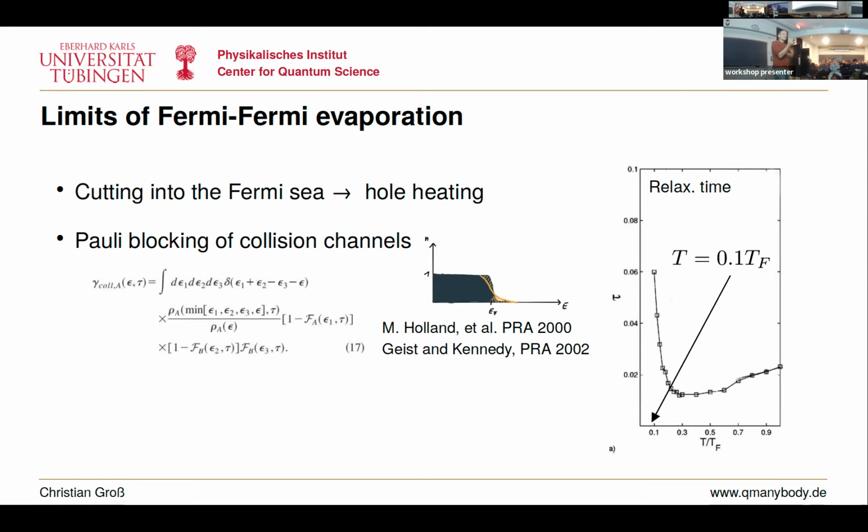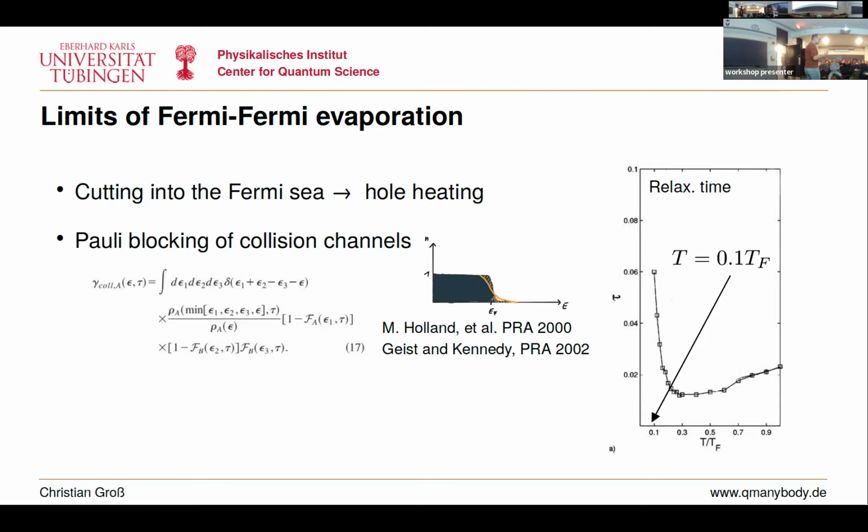We have these two fermion states that we need to have collisions going on. But if both Fermi gases become deeply degenerate, then we have the problem that we want to scatter from this part of the distribution into this part of the distribution. But these areas are exponentially close when we go colder in temperature. That means we have very inefficient collisions that actually provide cooling to us.